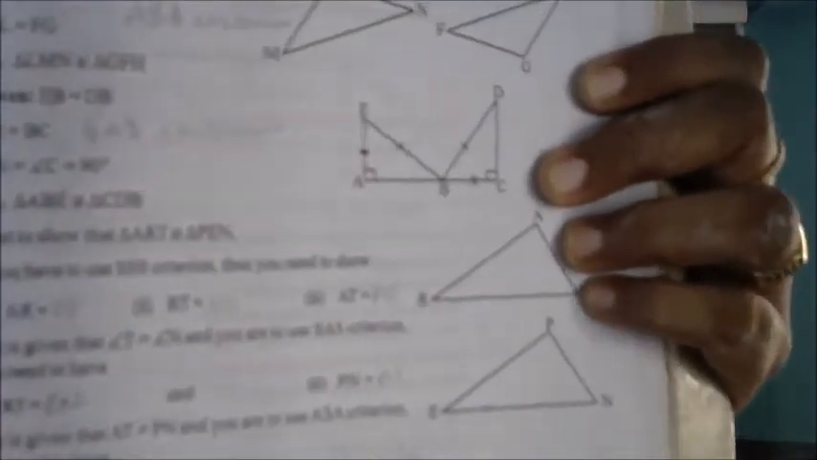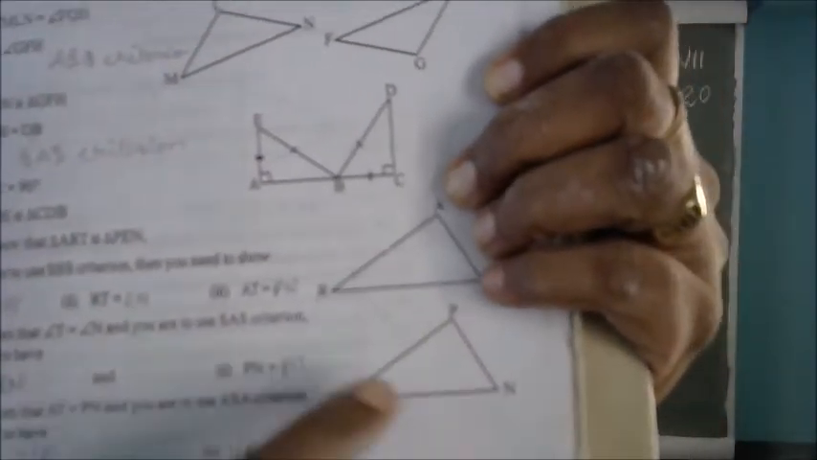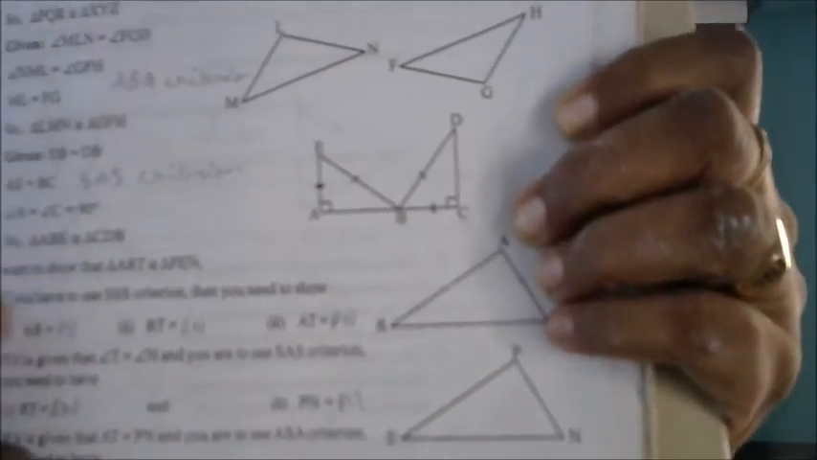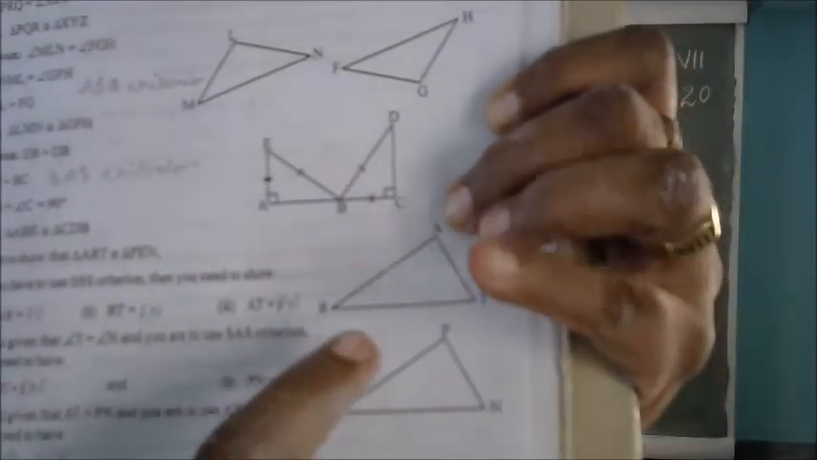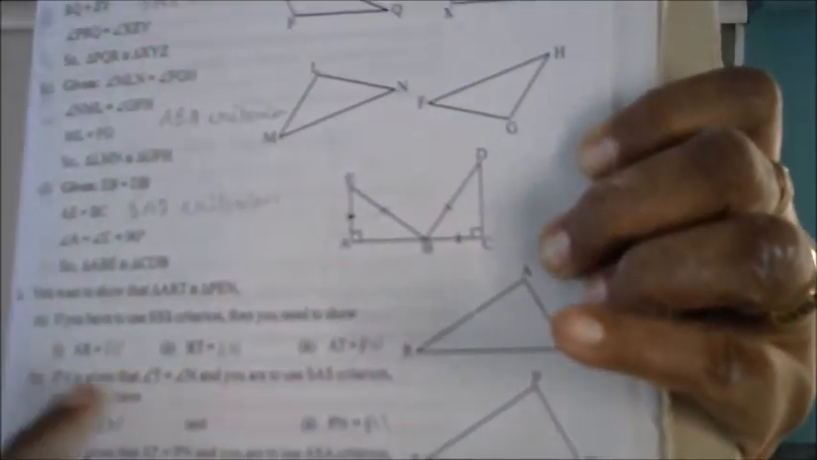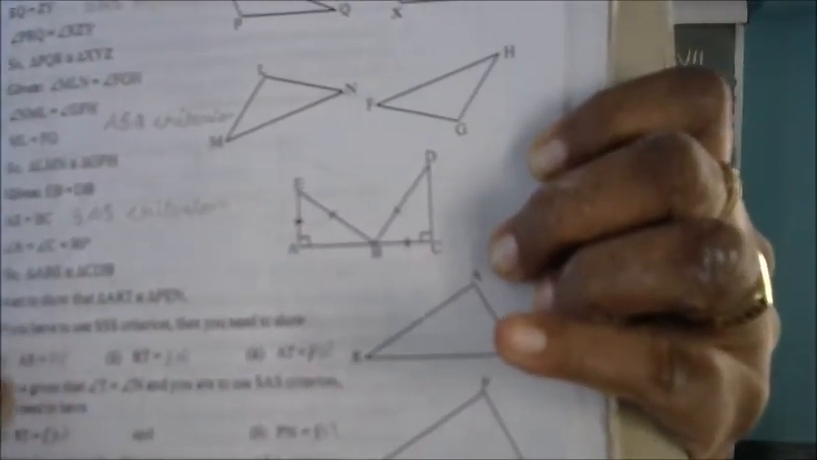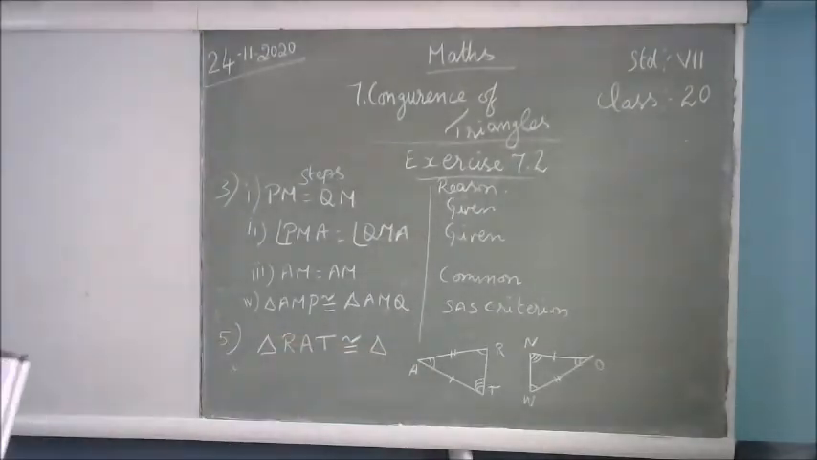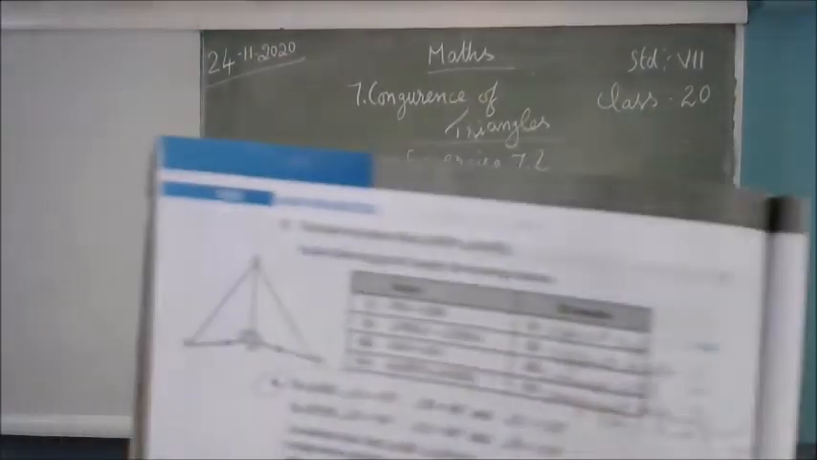See the second one. Second one also, according to the figure you have to write. So for AR is equal to PE, like that you have to fill all the A, B, C. Third sum, write the question and draw this figure, and only the answers I am writing here. So what is the third one? See the third one. PM is equal to QM.